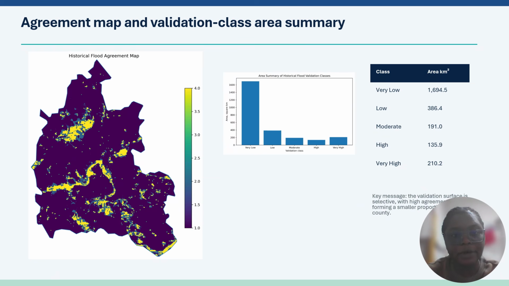Okay, let us look at the breakdown of the spatial distribution of validation classes. We could see that the very low validation class covers approximately 1,694 square kilometers, while the very high validation class occupies about 210 square kilometers. But the important message here is that areas exhibiting strong agreement between model prediction and historical flood evidence are quite small, but they have a very significant portion of the county. And this is very important in our decision making when it comes to flood risk management within an area of interest.